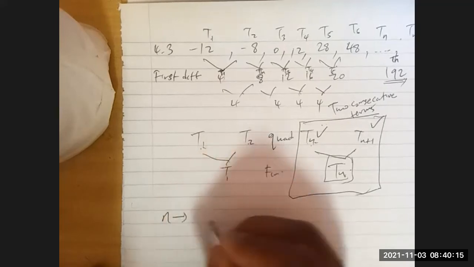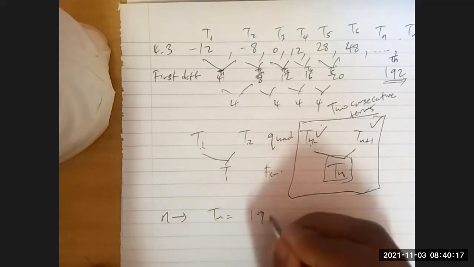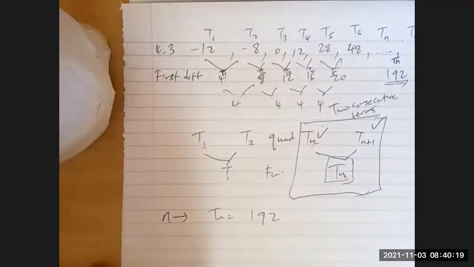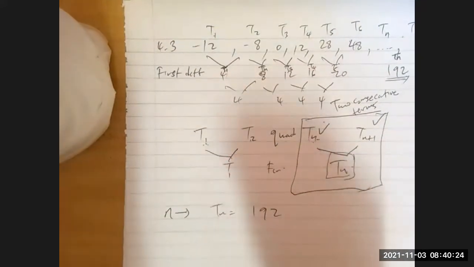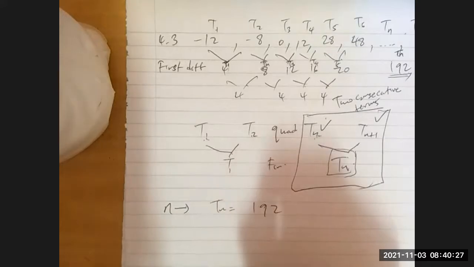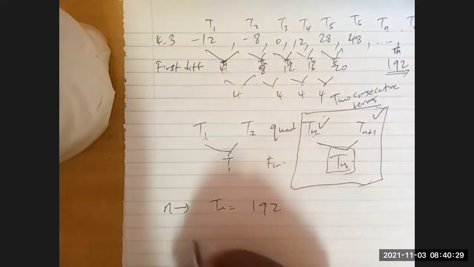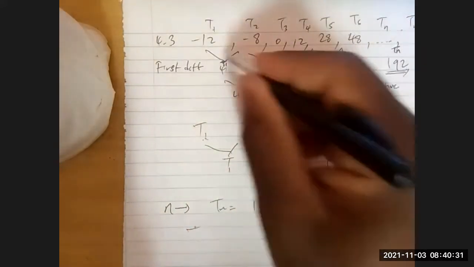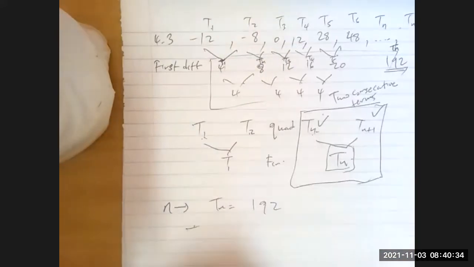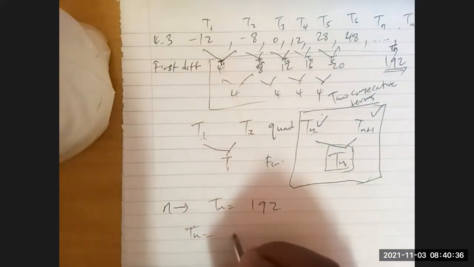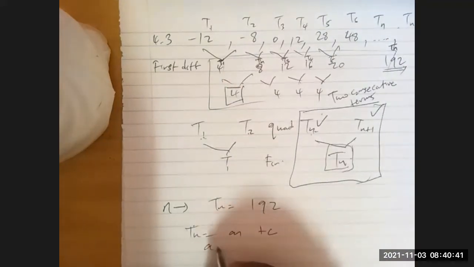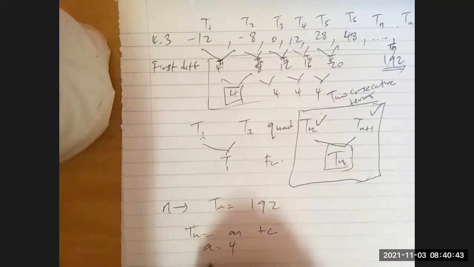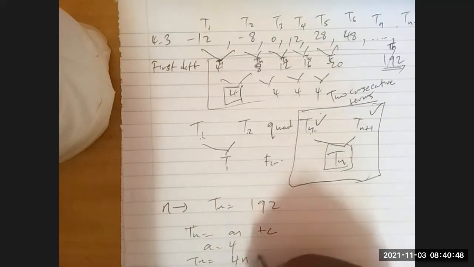Now we want to find n for Tn equal to 192 on the first differences, right? We don't know the pattern for the first differences, so we have to find the formula first. So how do you find the formula? We know that for the linear pattern, it follows that Tn equals an plus c, and a here in this case is just 4. So we're going to have Tn equals 4n plus c.